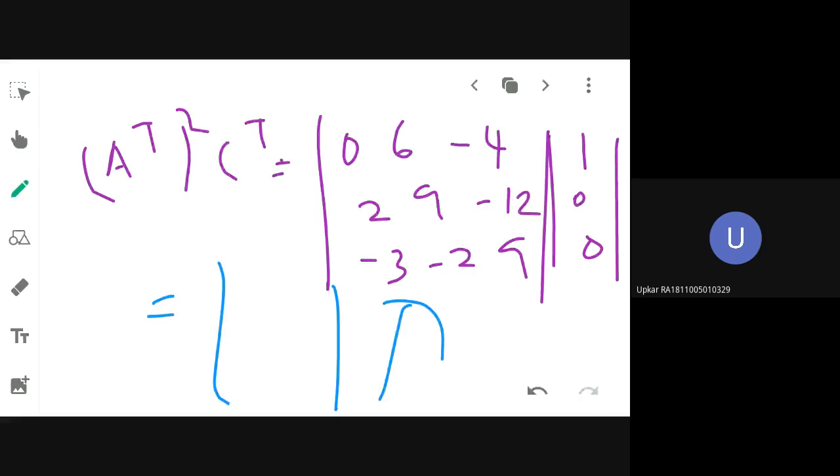I think the answer is 0. Second element? What is the answer?